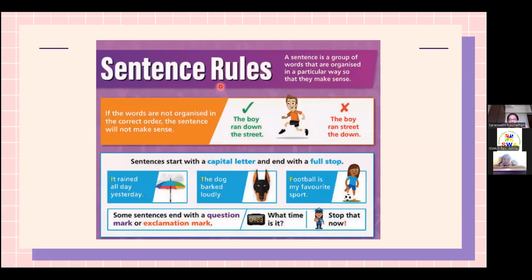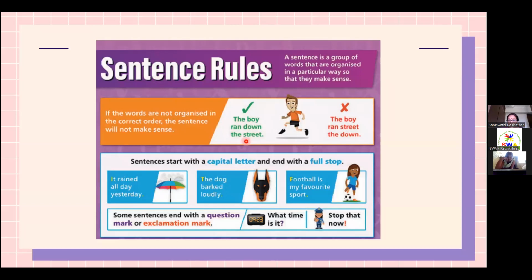Word order. Before we go into word order, let's look at sentence rules first. Let's go back and recap our memory on how a sentence is formed. A sentence is a group of words that are organized in a particular way so that they make sense. Basically, when we talk or when we read, we want to make sure that it makes sense. We want to pass information, and the information must be received well. If the words are not organized in the correct order, the sentence will not make sense, right?